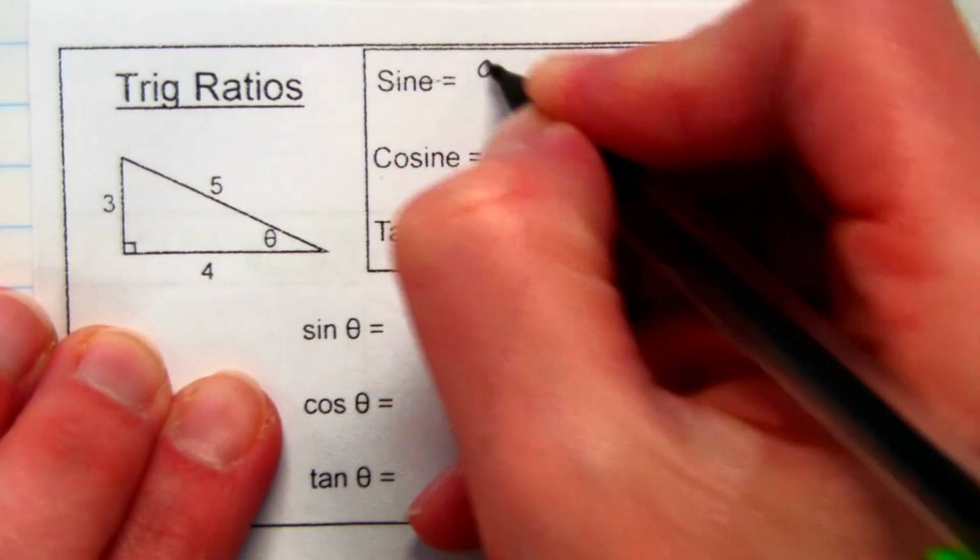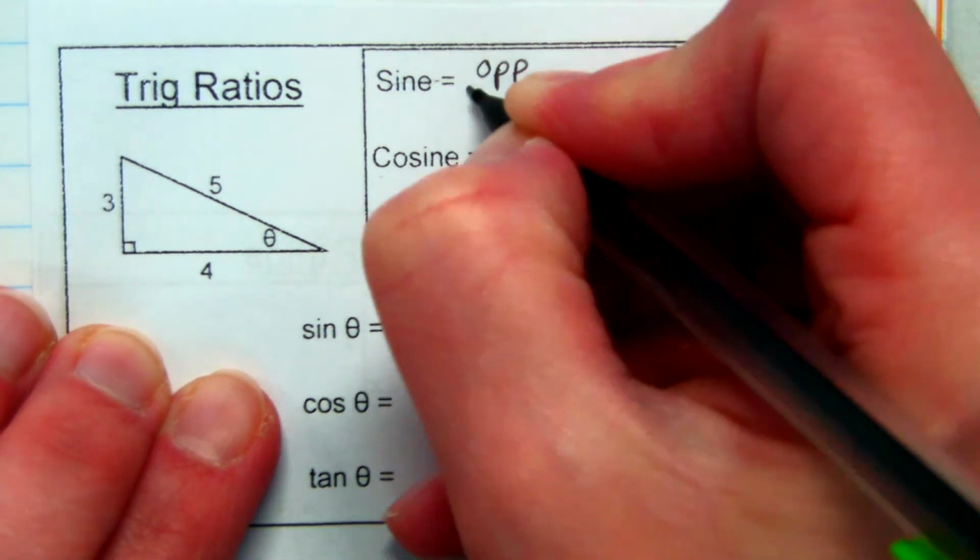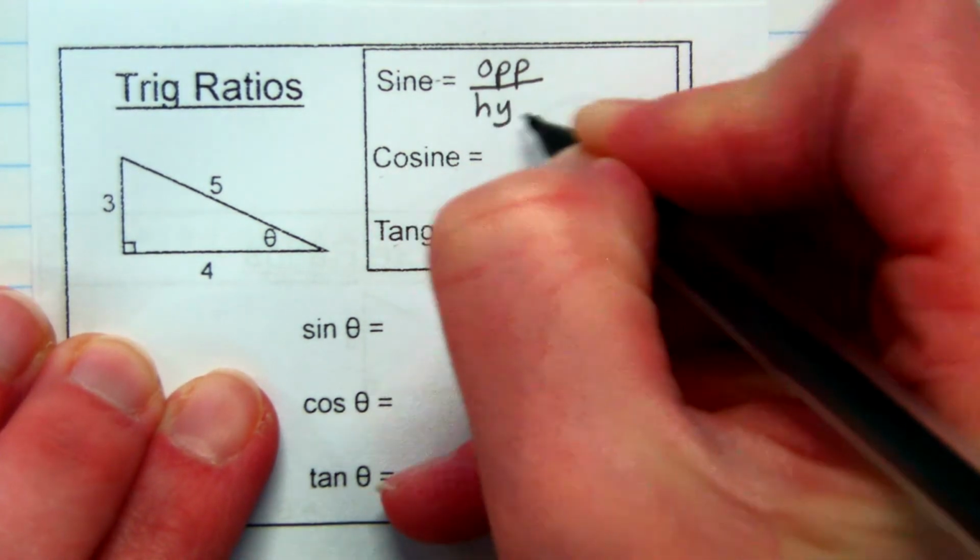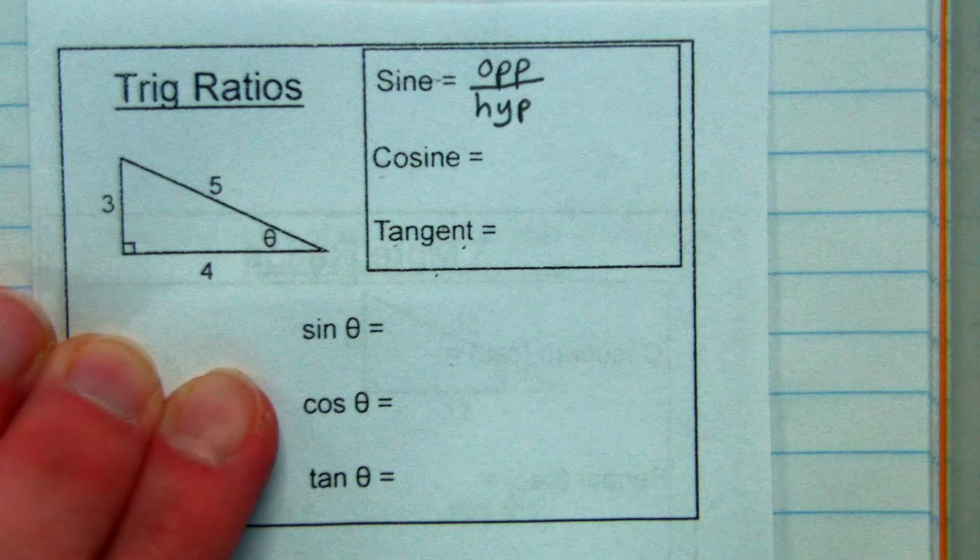Sine is always the opposite side over the hypotenuse. So I'm going to abbreviate opposite, OPP, and hypotenuse, HYP.